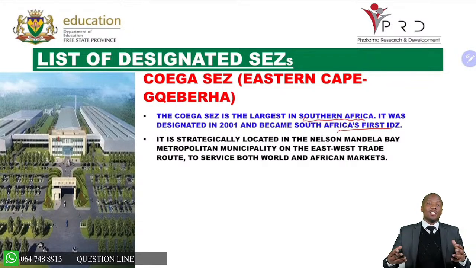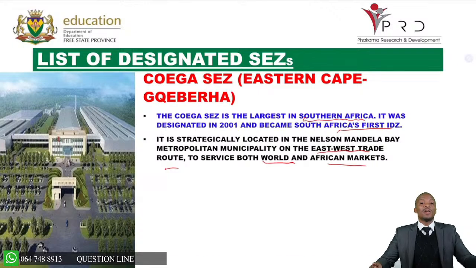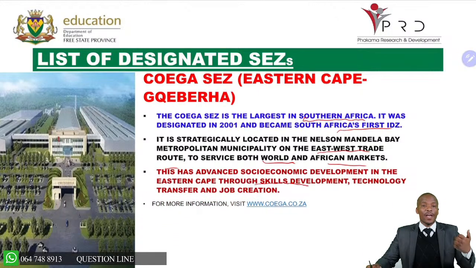And then keep in mind, grade 12, these special economic zones are industries. If we talk about industries, we are not talking about a small business, but we are talking about large enterprises or many enterprises within the same economic zone, that perform different duties with the purpose of exports, economic growth, as well as employment creation in those regions. So number one is the Coega SEZ.